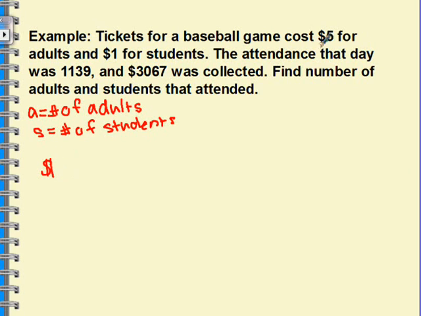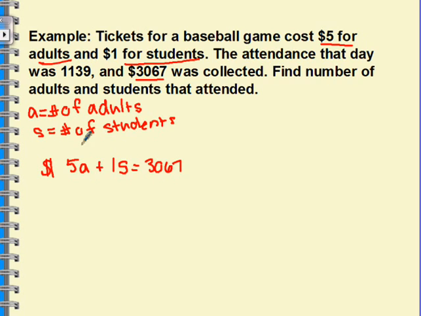Look at everything that has a dollar sign. $5 for adults, $1 for students, $3,067. So what would $5 for adults look like? Well, 5A. If each ticket costs $5, we can represent that as 5A. $1 for a student, so I could say plus 1S, which equals that total, 3,067.